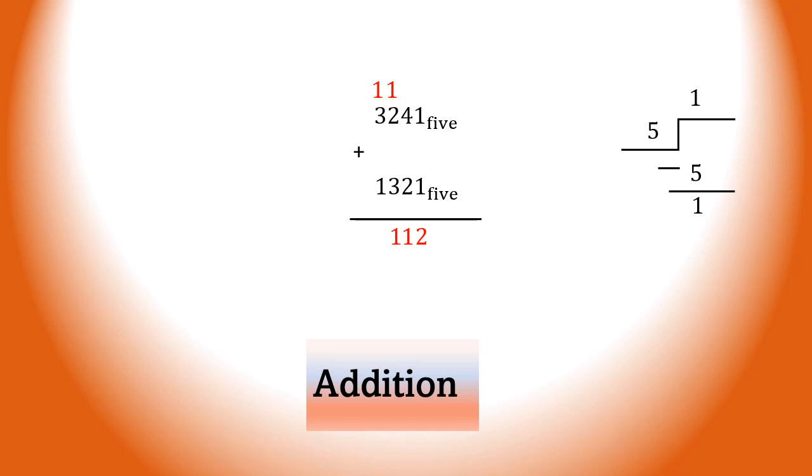Now 1 plus 3 plus 1, that's 5. So we're going to divide 5 by 5. The quotient is 1 and the remainder is 0. So the answer is 0, 1. So that's the answer of our example. Keep in mind, we write first the remainder and then the quotient.